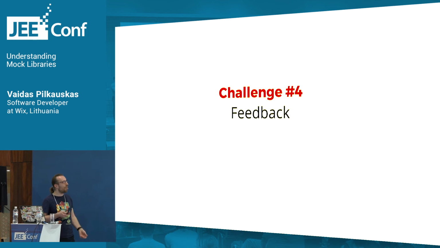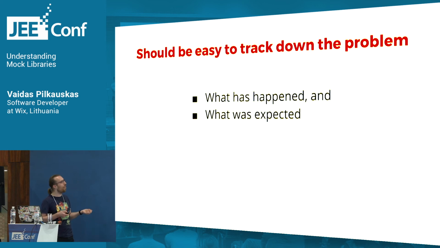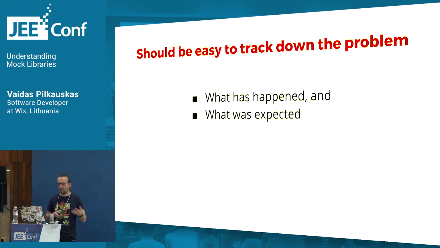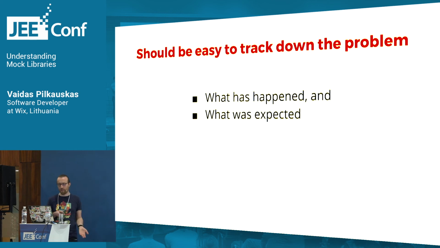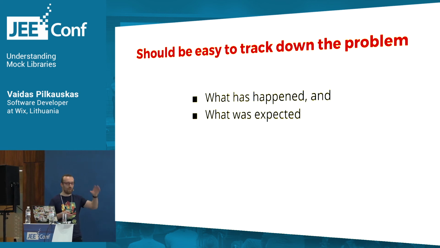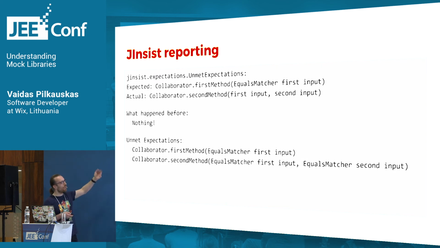And challenge number 4 is, again, as I mentioned, I need explicit feedback. It's important to know two things: what has happened and what was expected. So it's like a history replay, like a log of the events that happened with your mocks under test. So you can guess where I stole it. I just looked at JMock and got influenced a lot by them.